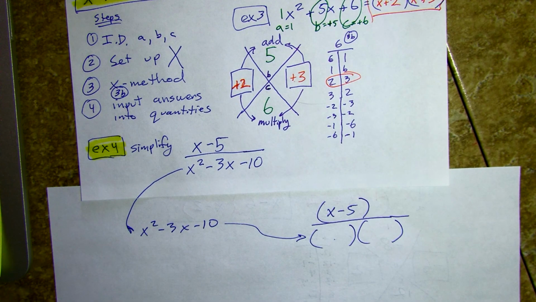A is 1. B is negative 3. C is negative 10. Okay, so when I go and I'm about to do my X method, I'm going to put B on the top, C on the bottom. Now remember, we need to multiply to give us negative 10. We got to add to give us negative 3.